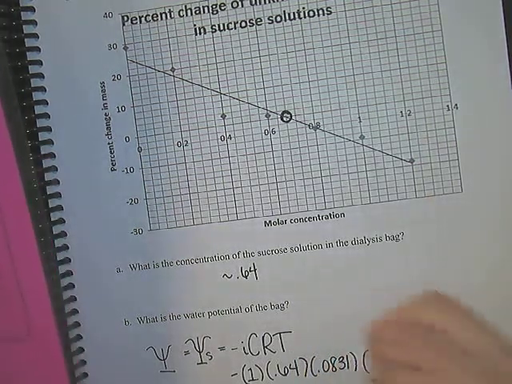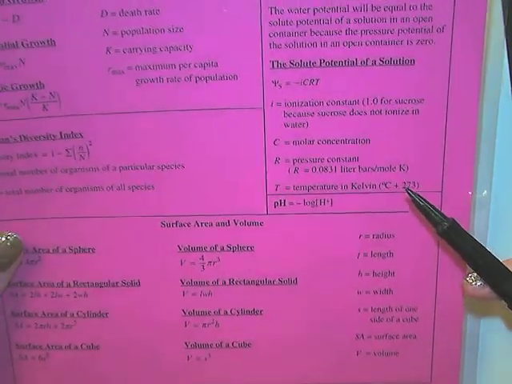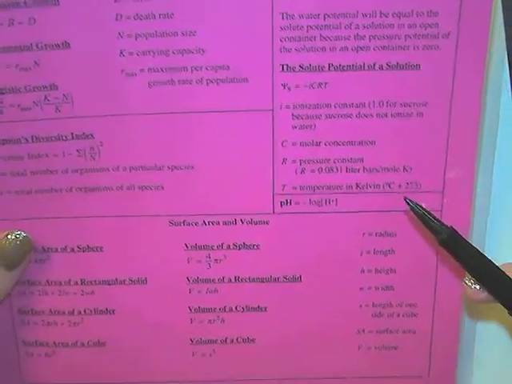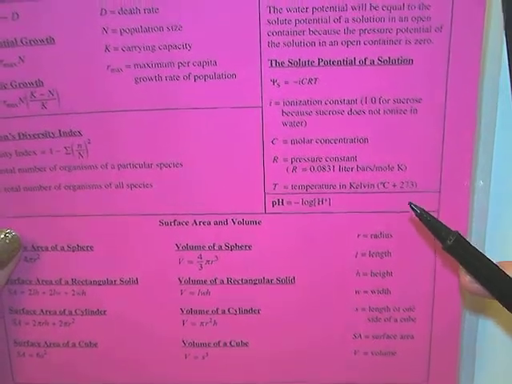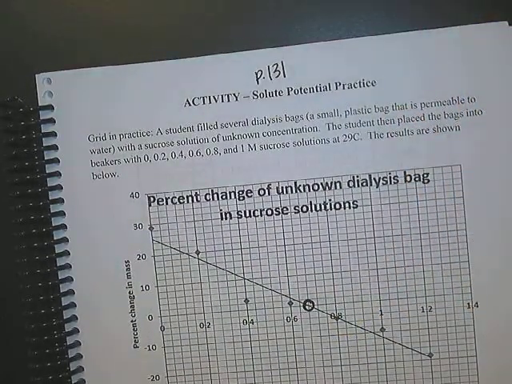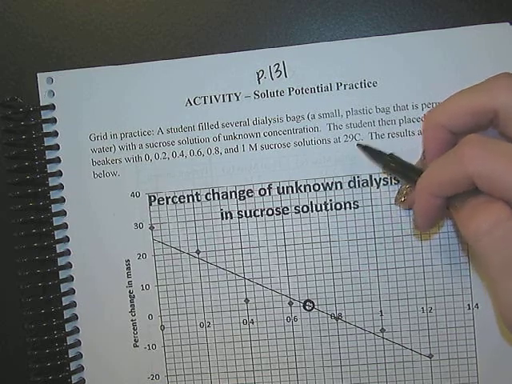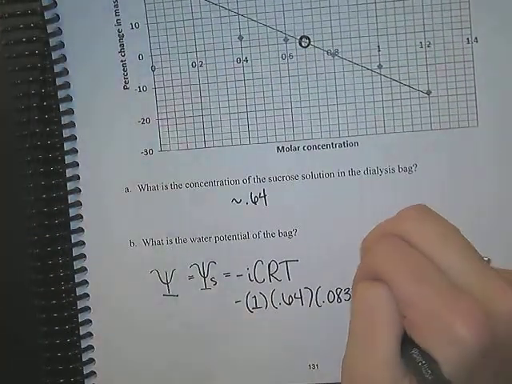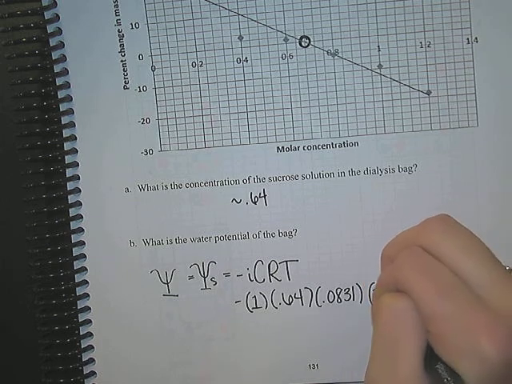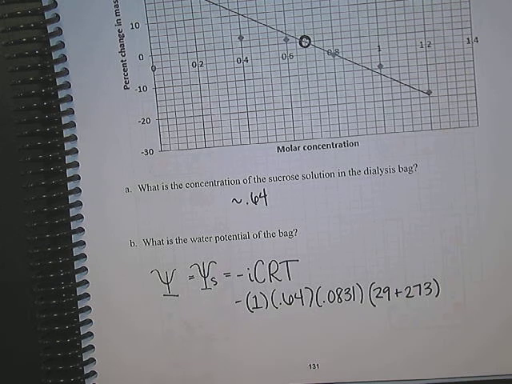And T is going to be temperature in Kelvin, which they also give you is the degrees Celsius plus 273. So in the top part of my problem, it actually tells us that the sucrose solution is at 29 degrees Celsius. So 29 plus 273 is going to be my T in this equation.